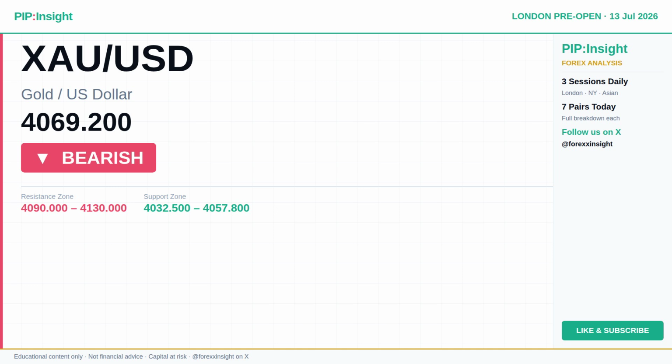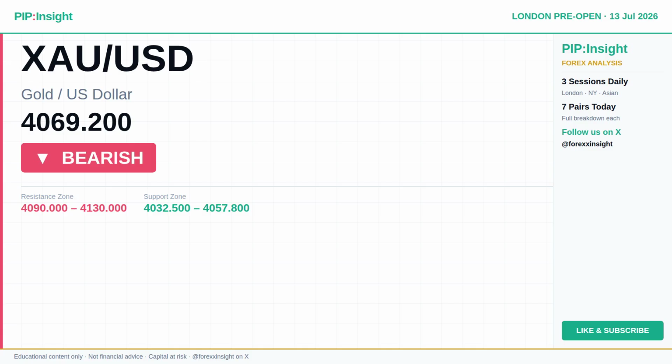Both the 4-hour and 1-hour timeframes are showing a clear downtrend, lower highs, lower lows, with price well below the 4-hour EMA20 at $4,108 and EMA50 at $4,112. Those moving averages are now acting as overhead resistance, and the MACD histogram is expanding on the negative side, suggesting the selling pressure isn't exhausted yet.